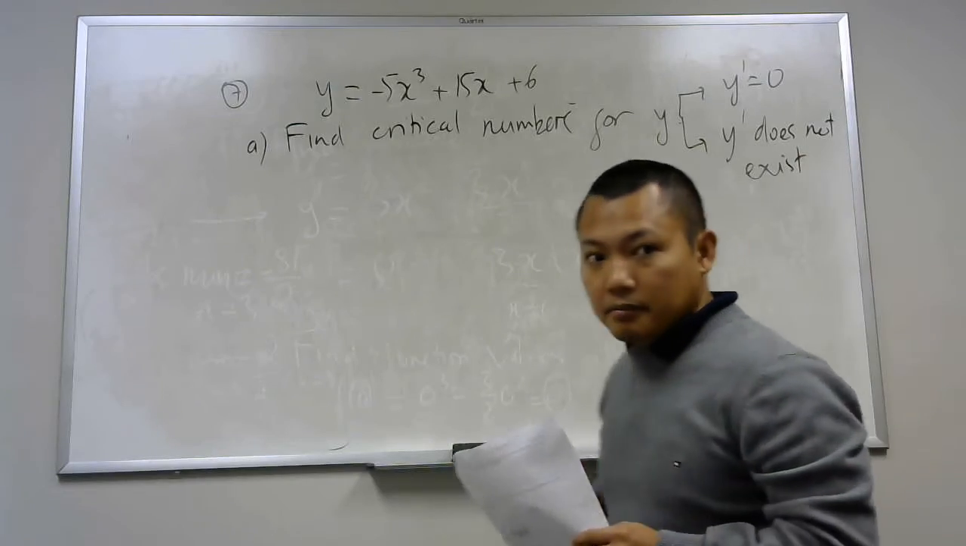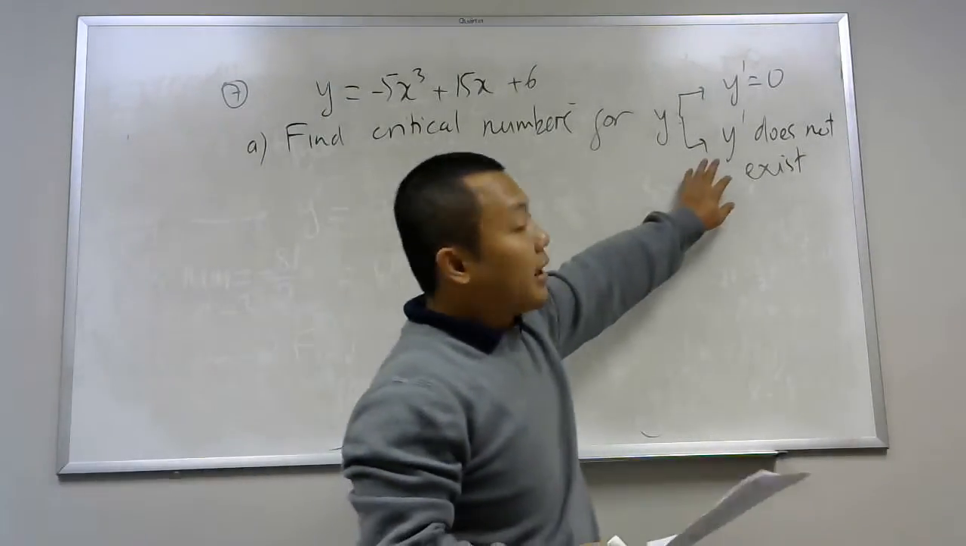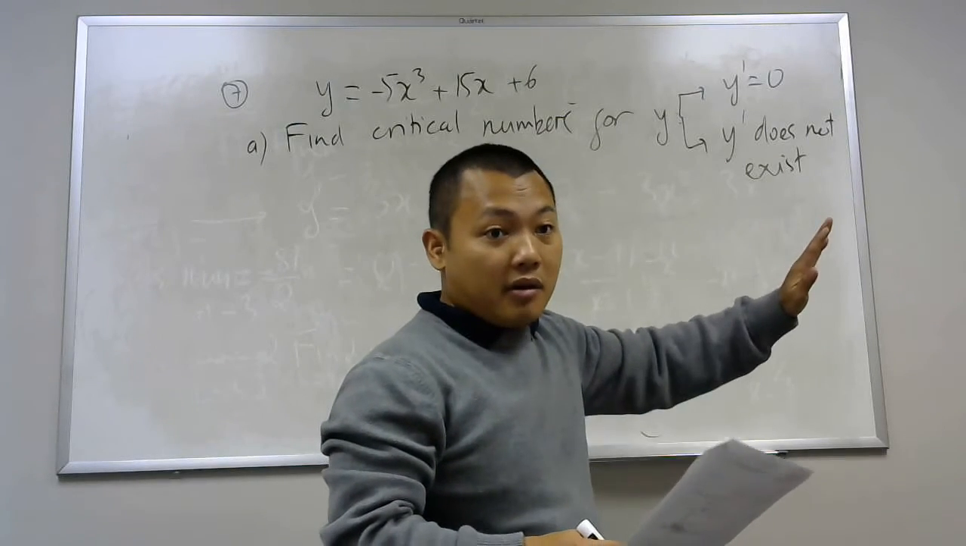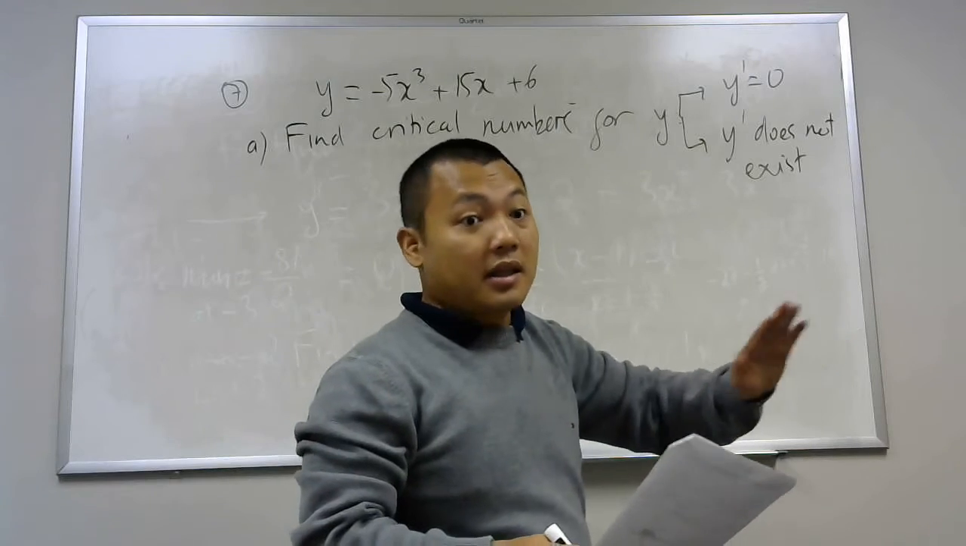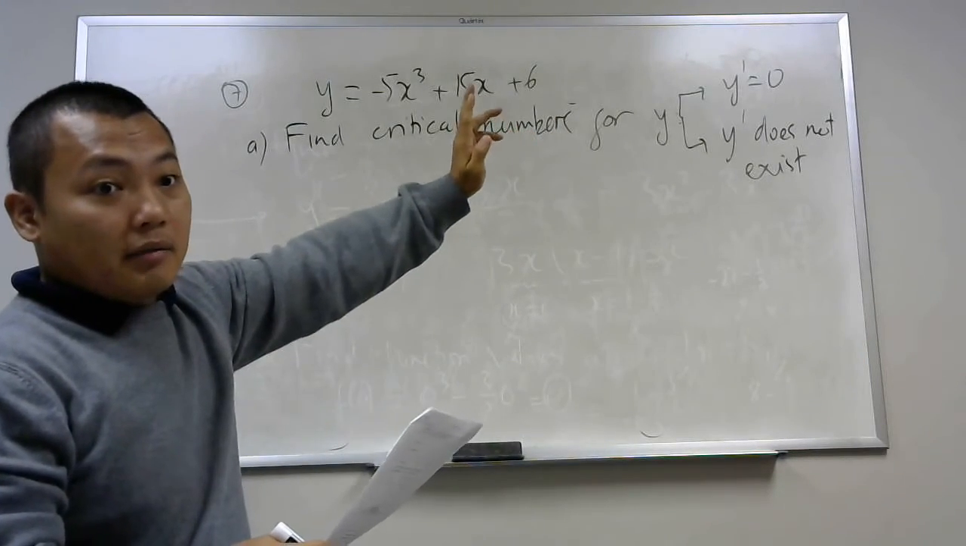Does not exist. But our function is polynomial. We don't have the second case, right? Because a polynomial exists everywhere, and the derivative of a polynomial also exists everywhere. So we concentrate on the first case, when the derivative is 0.